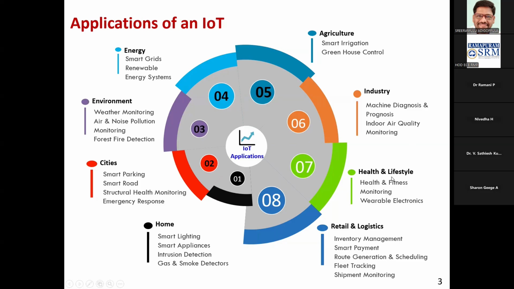In health and life sciences, IoT plays a very major role. Like health and fitness monitoring, we have numerous gadgets as wearable electronics to measure the blood pressure, heart rate. Different parameters of our human health can be measured using the wearable electronics. In retail and logistics, we have an inventory management system, smart payment, route generation scheduling, fleet tracking, shipment monitoring. So like that, we have enormous applications for IoT systems.